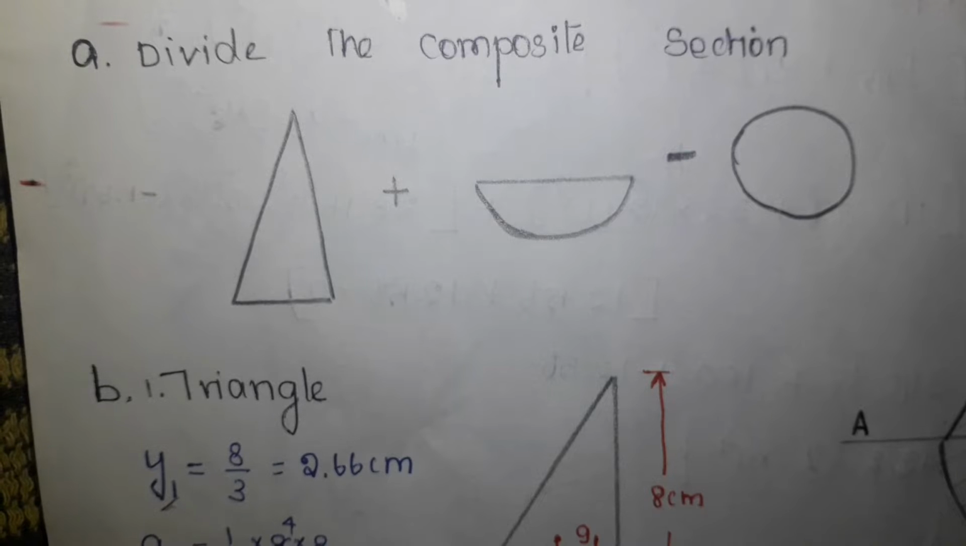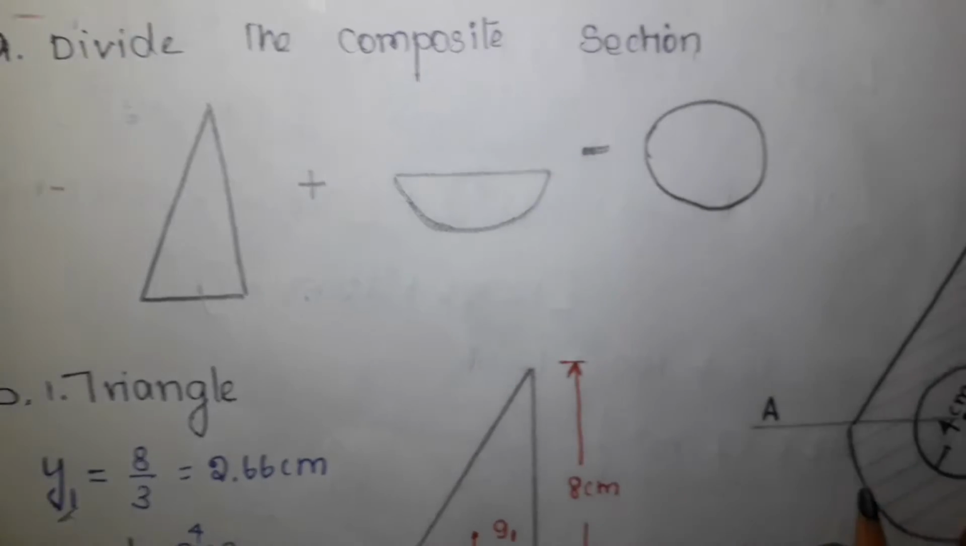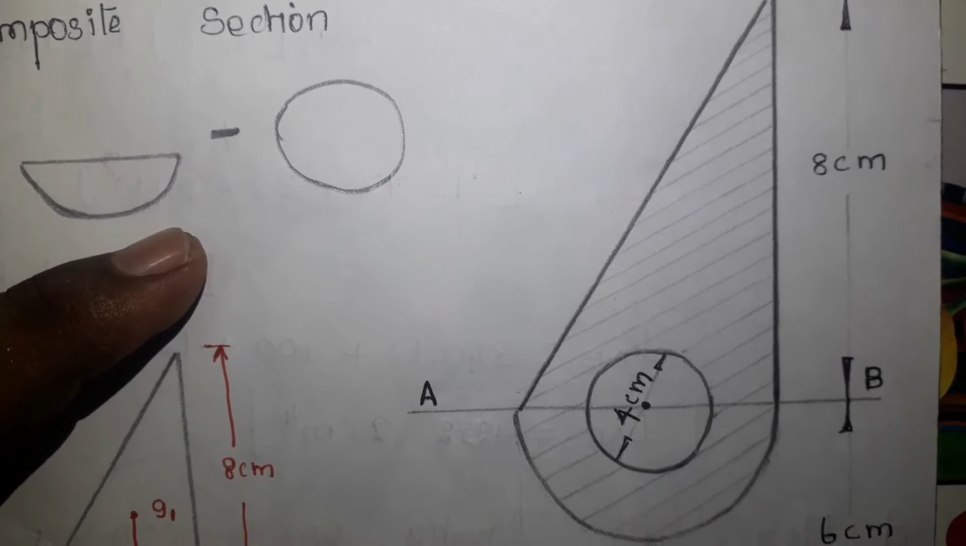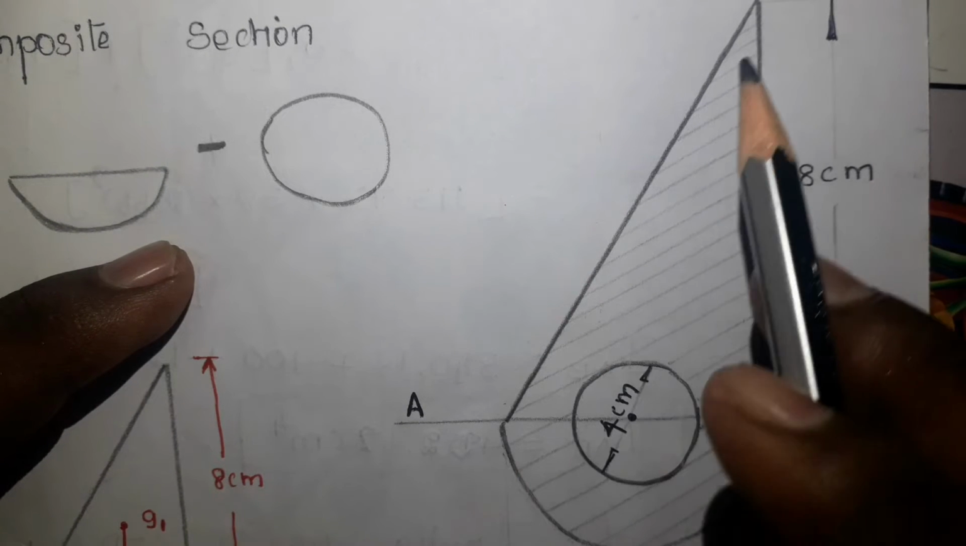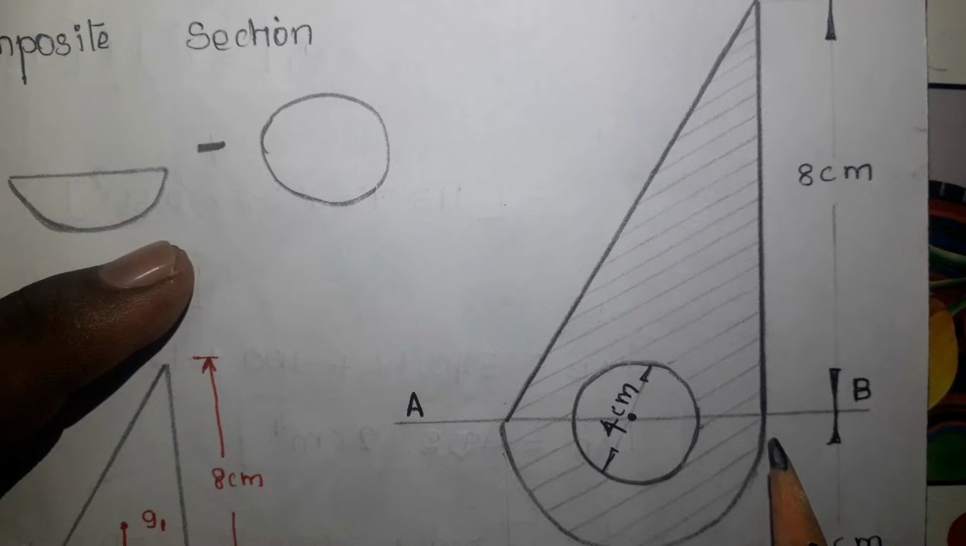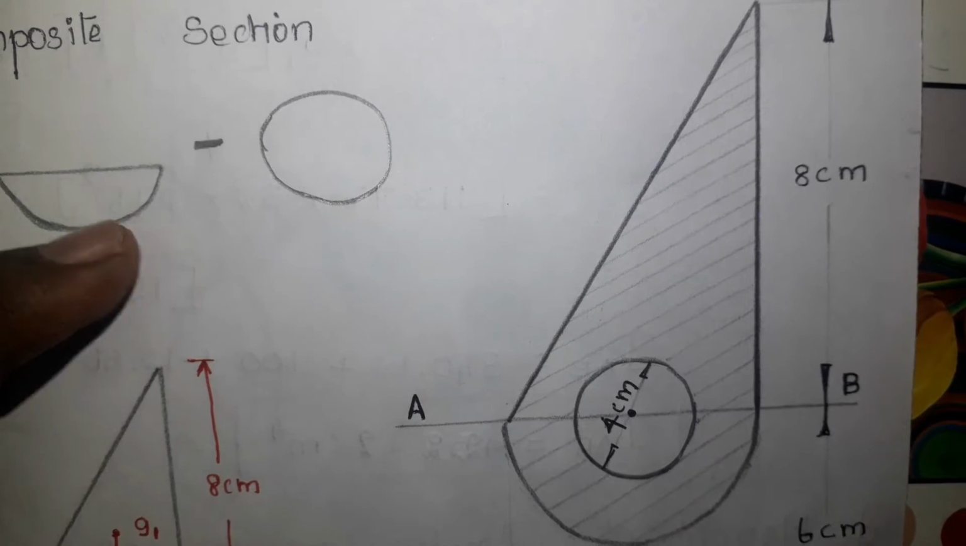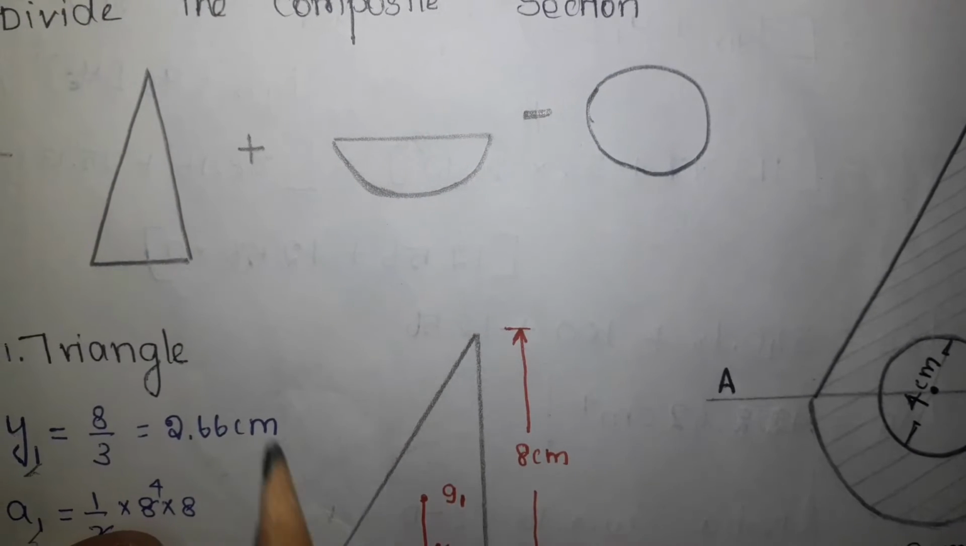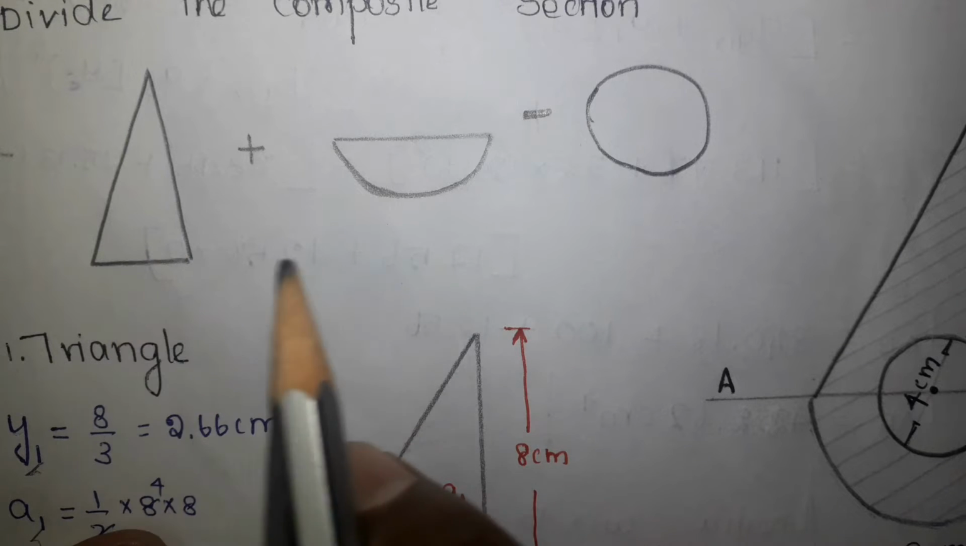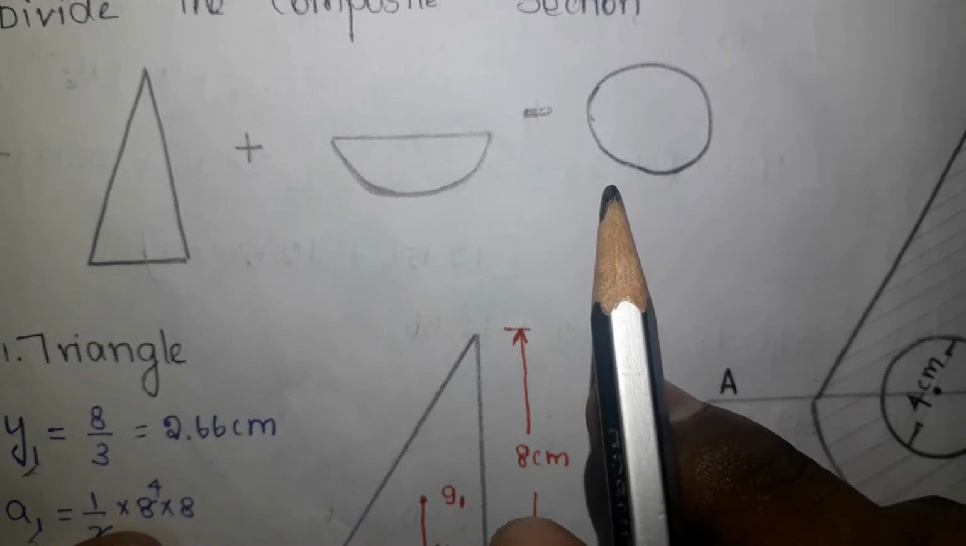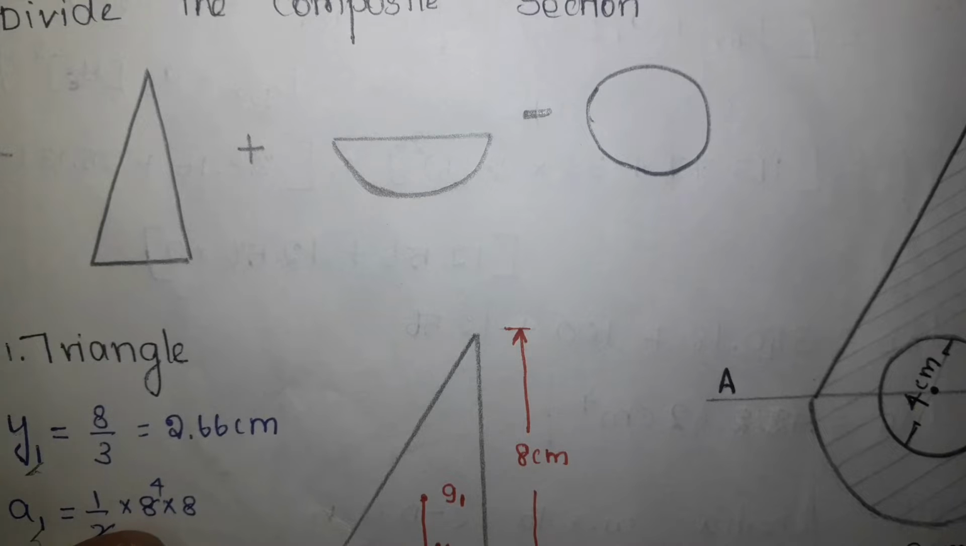Now the next step is you have to divide the composite section. Here there are three sections or three objects. One is a triangle and another one is a semicircle, and there is a circular hole also. So what I am going to do is add these two objects, that is triangle and semicircle. Then I will subtract the circle from these two objects in order to get the composite section.